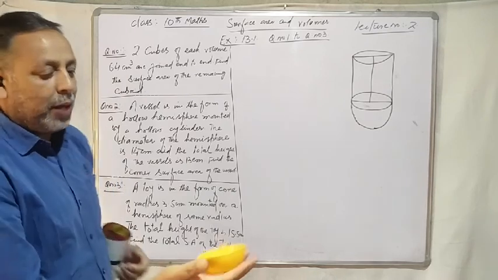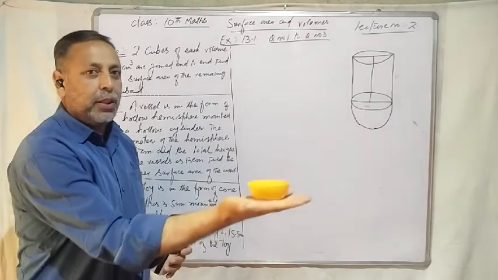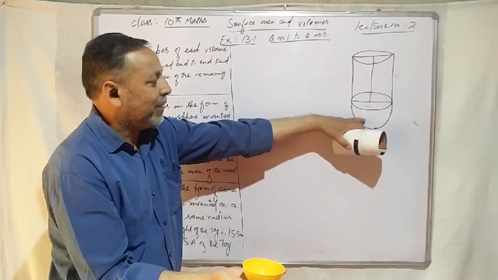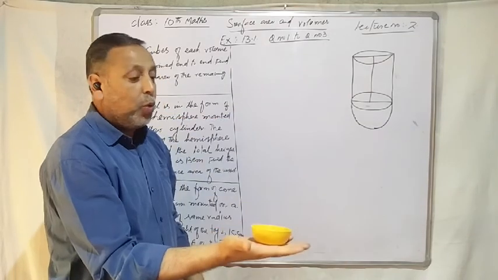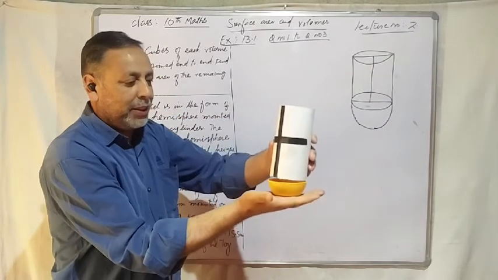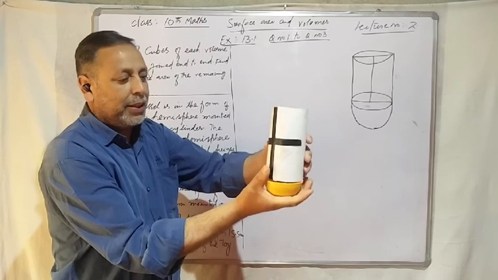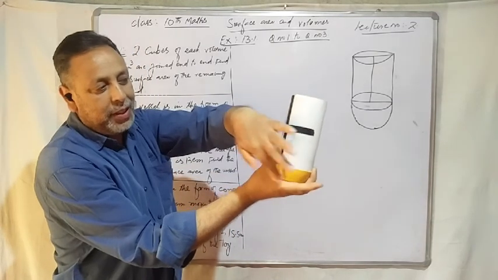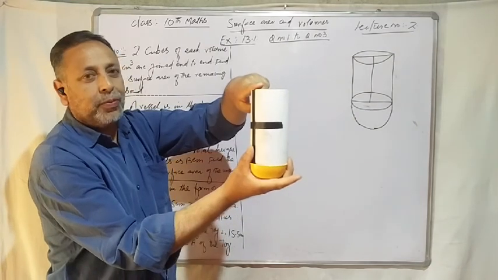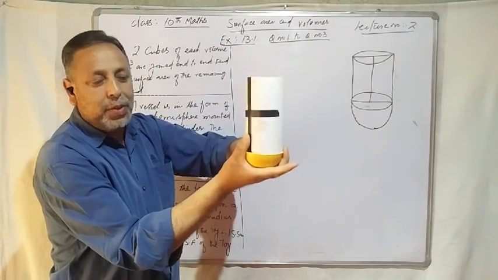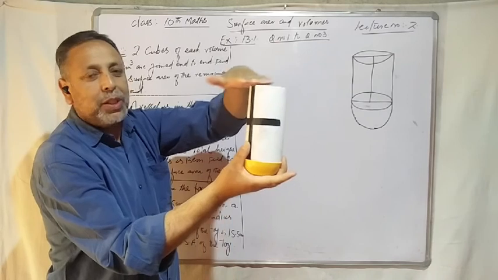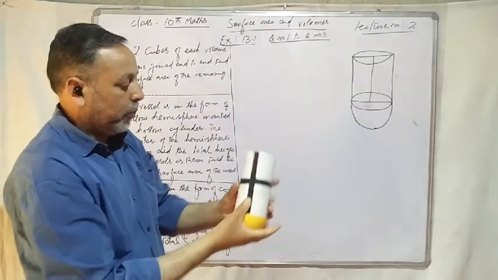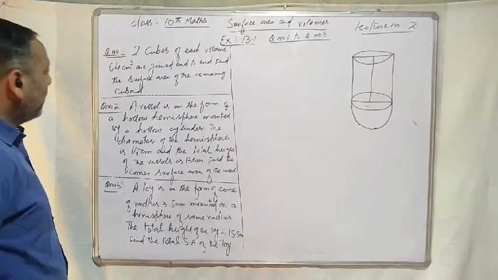Suppose this is a hemisphere. You must see this is a hemisphere. So that means base of this vessel is a hemisphere, and over it a cylinder is kept, just like this. This is the hemisphere and this is the cylinder. That means the diameter of the hemisphere will be equal to diameter of the cylinder. Do you follow me?